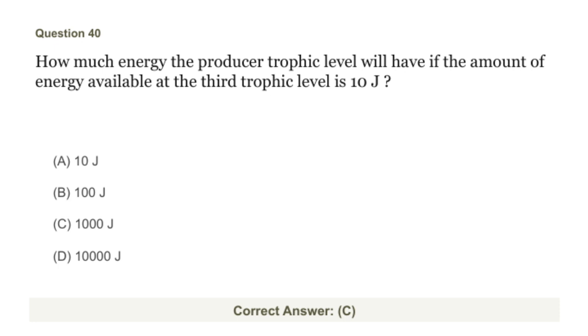So, starting from the third level at 10 joules, the second level would have approximately 100 joules, and the producer level would have about 1,000 joules. Therefore, the correct answer here is 1,000 joules, which is option C. This really highlights how energy diminishes through each step of the food chain, emphasizing the importance of producers as the foundation of energy flow in ecosystems.